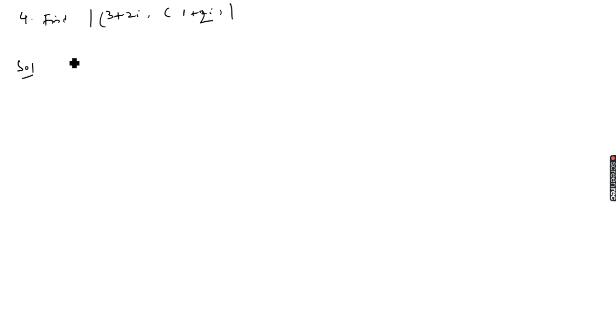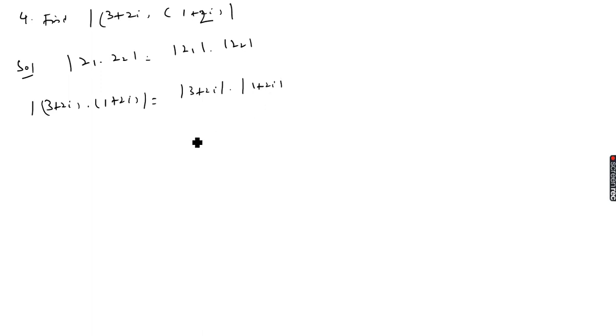So therefore we need a formula: mod of z1 into z2 is nothing but mod z1 into mod z2. These are the basic two formulas. So therefore mod of (3 plus 2i) into (1 plus 2i) is equal to mod of 3 plus 2i into mod of 1 plus 2i.